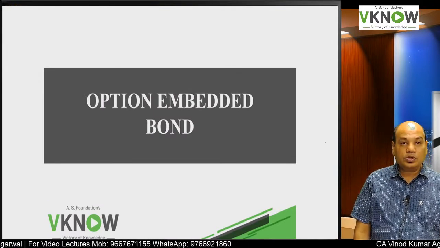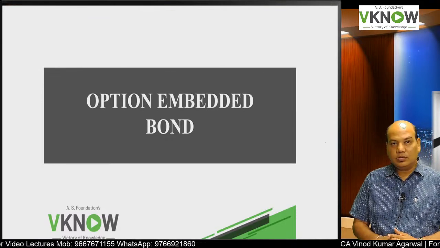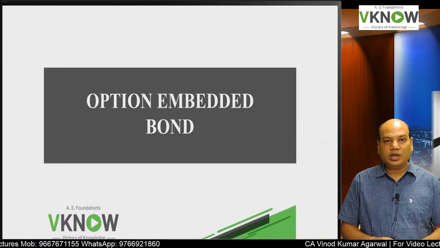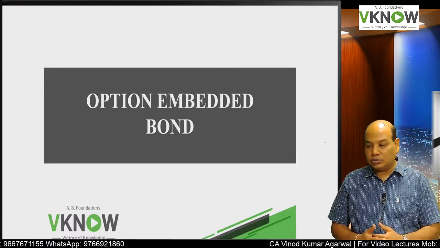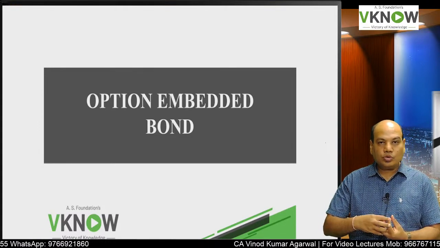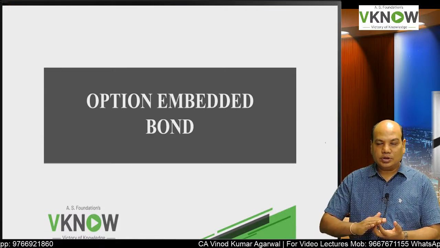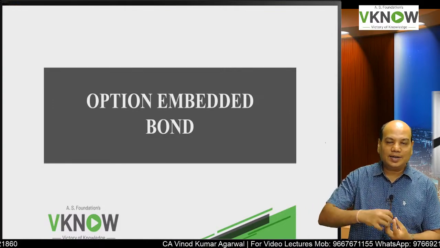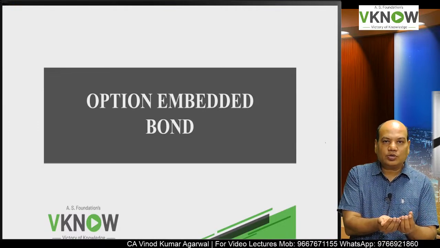So these were a few questions on interest immunization. Now the next big part of this chapter is option embedded bond. What is the meaning of option embedded bond? Embedded means something which is attached to a bond. So option embedded bond means it is not a straight bond. It is a bond which has got some option embedded in it. That means along with the bond, there is an option also attached to it.